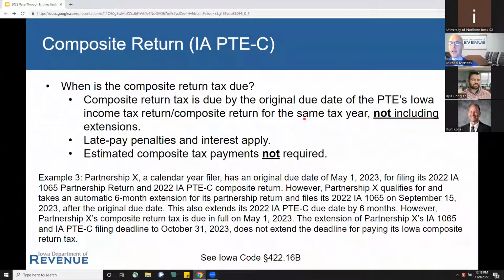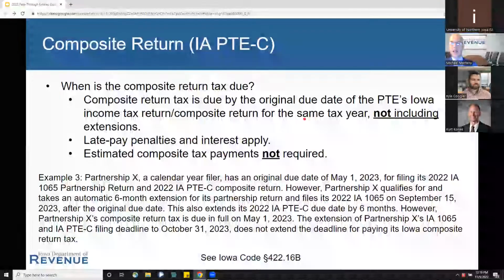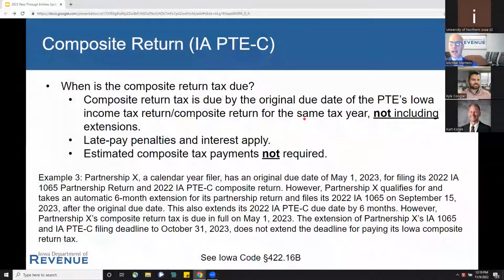Either on the website itself, or you can use the website to print a payment voucher and pay on paper. If you need to make an advance payment before November 14th, when the new system goes live, the department's website guidance for the composite return does have a mailing address for where to make those payments.